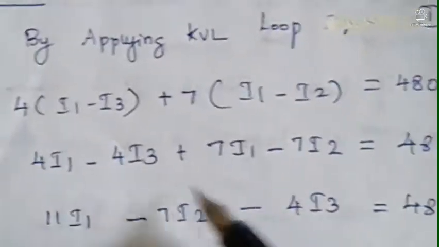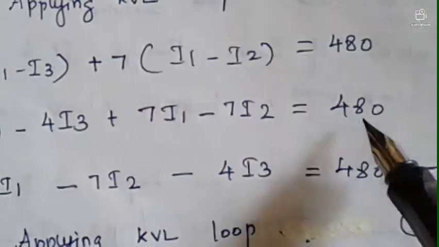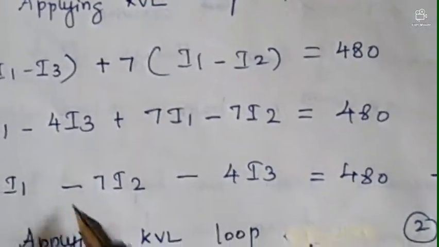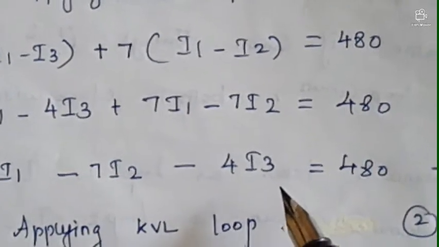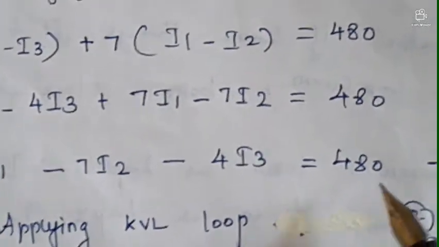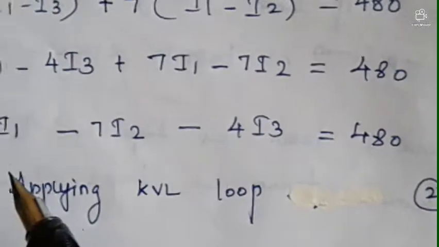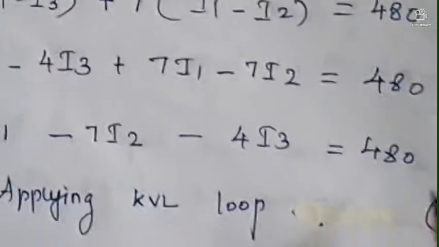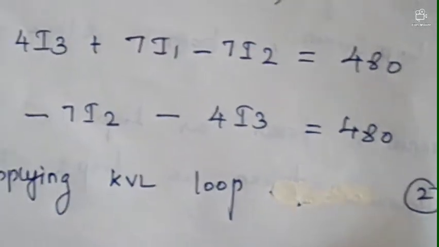Now we have to simplify this equation by rearranging the terms. 4I1 minus 4I3 plus 7I1 minus 7I2 equal to 480. Then simplifying, finally collecting I1, I2, I3, we get 11I1 minus 7I2 minus 4I3 equal to 480. So this becomes equation 1.